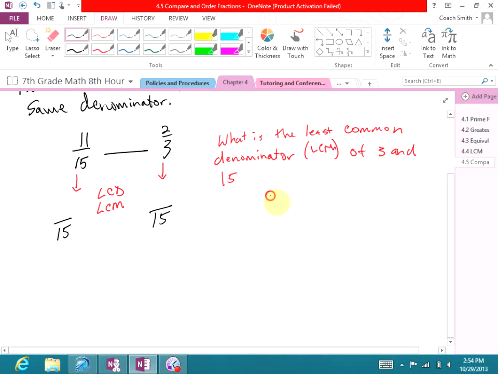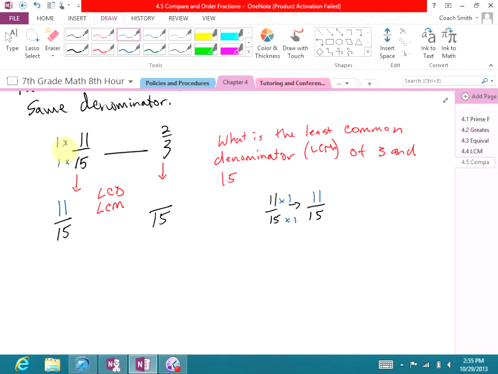Here I took 11 over 15 and I converted it to something over 15. Well, I multiplied by 1 on the bottom to get it to 15, so I must do the same thing to the top, which makes that 11 over 15. If I do not do that, then the two are not equivalent, as we learned in Section 2 of Chapter 4.